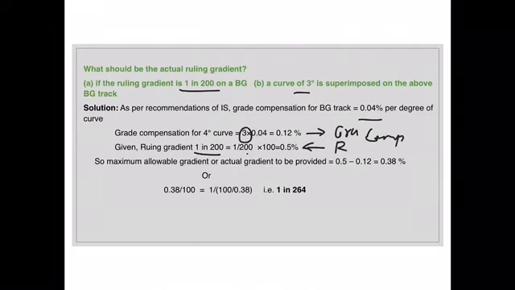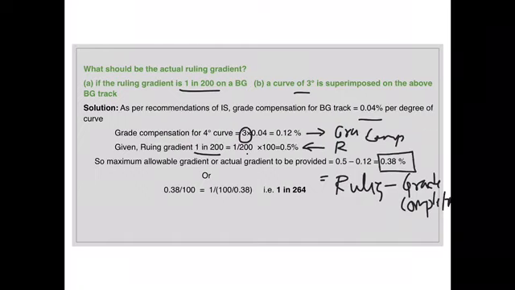Okay. So now the actual gradient will be the ruling gradient minus the grade compensation. That will give you the actual gradient to be provided, 0.38%. Converting that into the 1 in n type, we will get the gradient to be provided as 1 in 264. So this is how you can calculate the actual gradient that is required to be provided when you have the combination of both the gradient as well as the curve at any location of the track section.